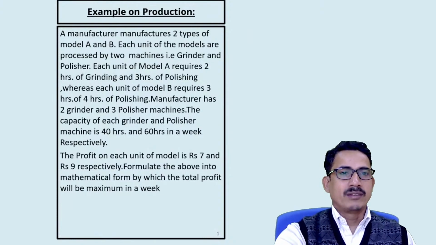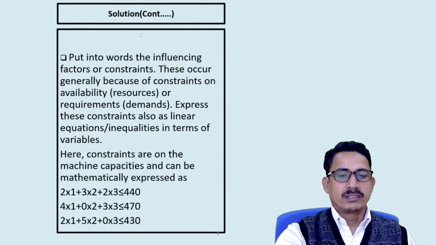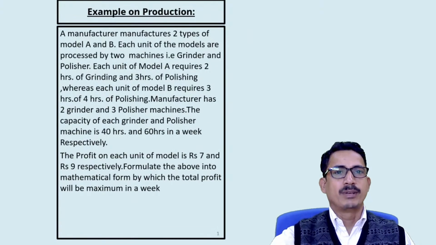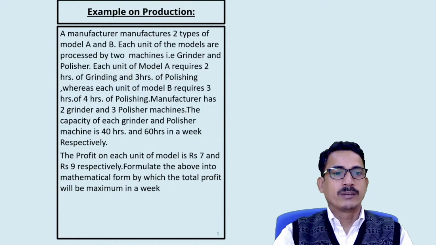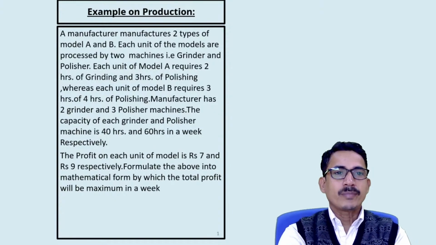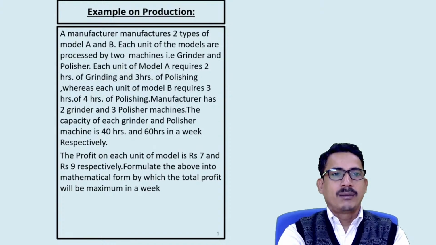Now coming to another example. So this example, I hope, is clear. Have a similar example again. This example again talks about production, but again we are looking at the profit part. A manufacturer manufactures two types of models, A and B.